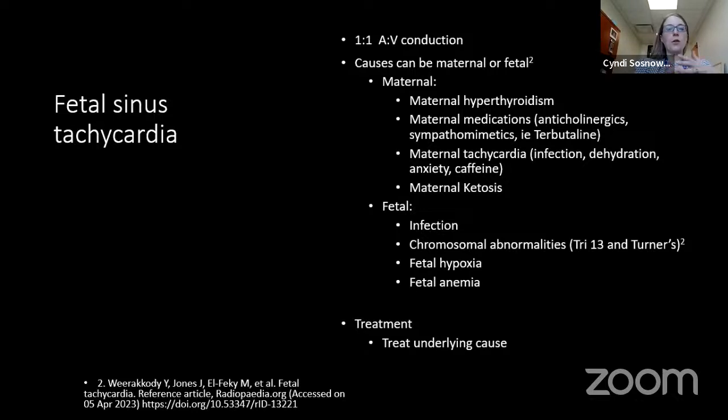And then there are several causes of fetal sinus tachycardia, which can be either related to mom or fetus. So common maternal reasons are maternal hyperthyroidism, and this could be from active hyperthyroidism, or we see a lot of patients that are hypothyroid and they're on Synthroid and maybe their medication is a bit too much. Maternal medications, anticholinergic sympathomimetics, such as terbutaline. Bree talked about that a little bit.